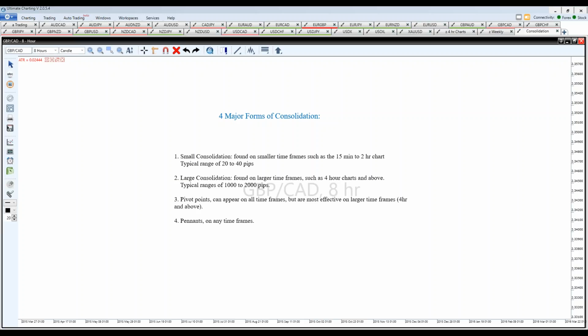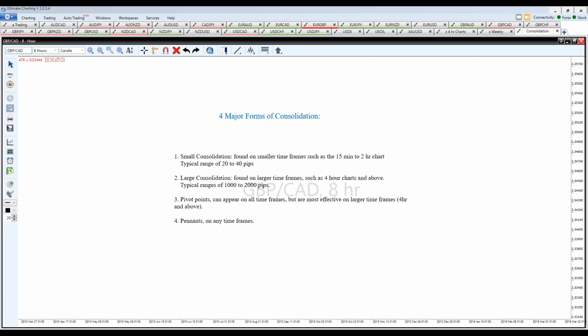Now, there will be times where the market starts to move or finds itself bound between set levels of support and resistance. Now, this sideways movement or bracketing or pennanting is known as consolidation. There are four major forms of consolidation, which we will be addressing today.